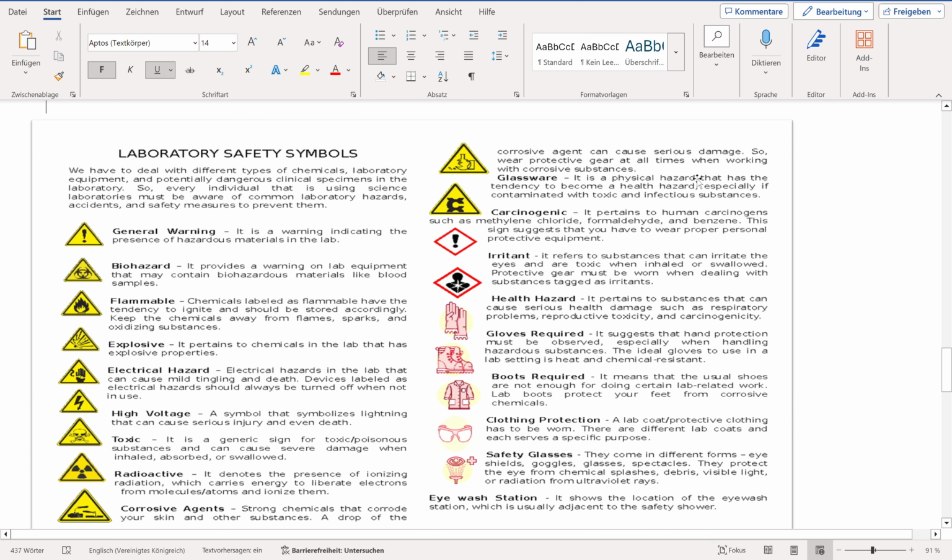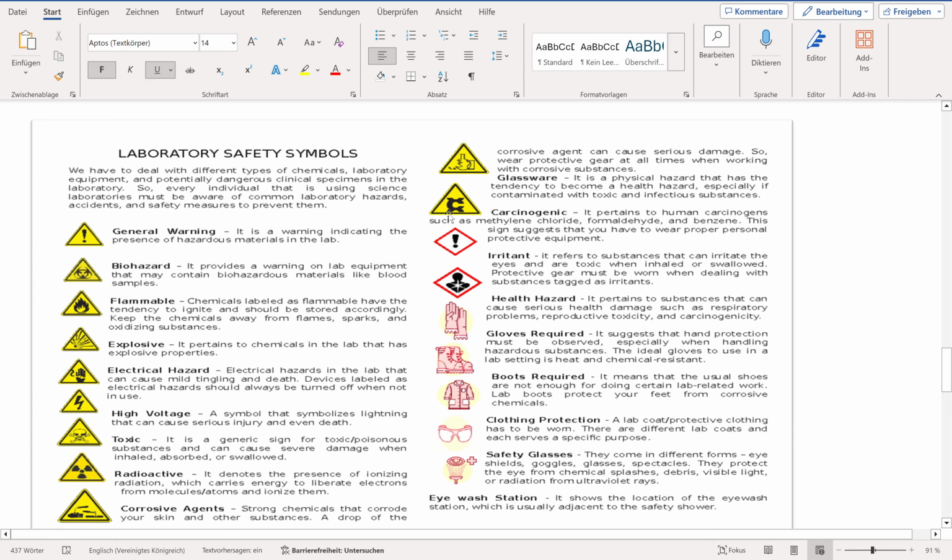Okay, then we have this laboratory safety symbol, glassware. It is a physical hazard that has the tendency to become a health hazard, especially if contaminated with toxic and infectious substances. So whenever you see this, it is a safety symbol labeled glassware.